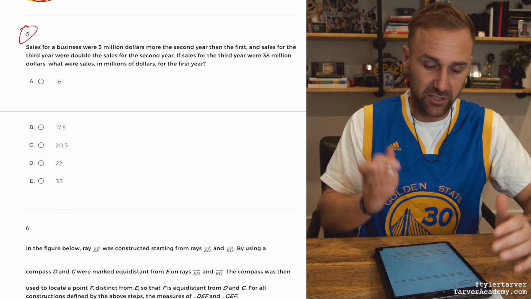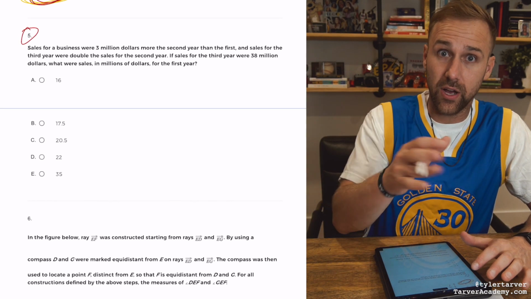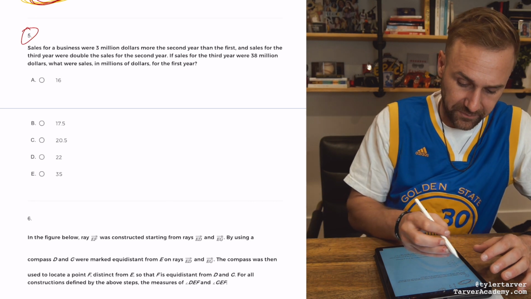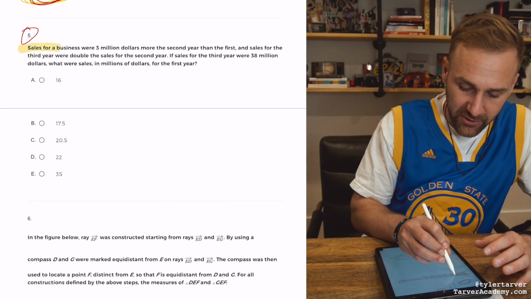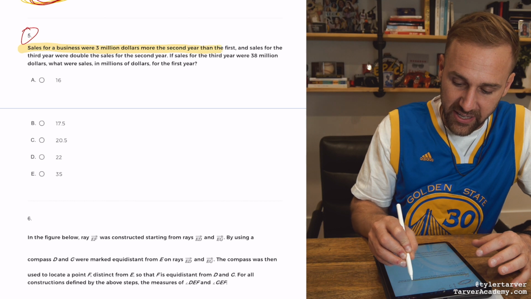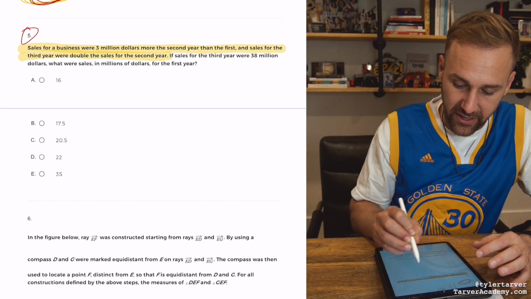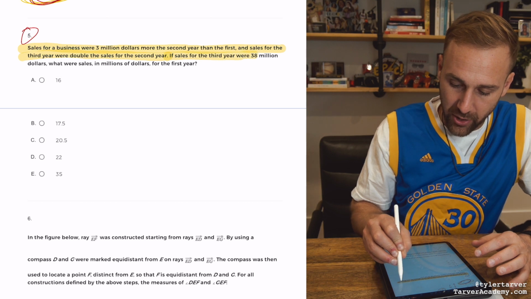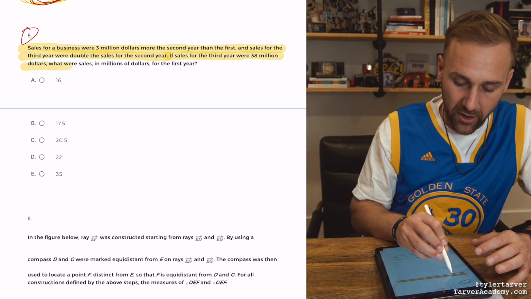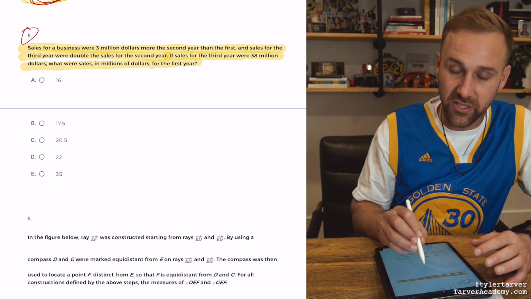Here we go. So let's read the problem together, and then you guys and myself will work it. It says, sales for a business were $3 million more the second year than the first. Sales for the third year were double the sales for the second year. If sales for the third year were $38 million, what are sales in millions for the first year?